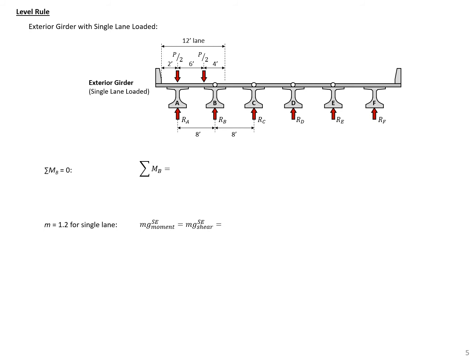When we use our lever rule, we're going to place a hinge over each of the interior girders. So we'll place the hinges there, and then we'll place our truck load as far to the left as we can. So we'll have the spacing or the placement of that first wheel 2 feet from the edge of our barrier, and then the spacing of the next load 6 feet away from that. So that's the placement of the load for our single lane.